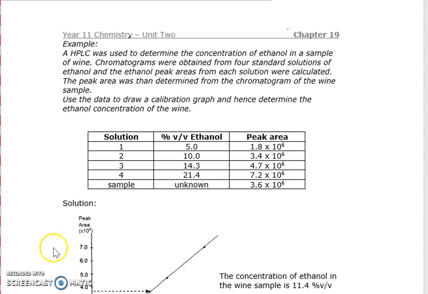So I just wanted to go over this last question. So an HPLC, high performance liquid chromatography, was used to determine the concentration of ethanol in a sample of wine.